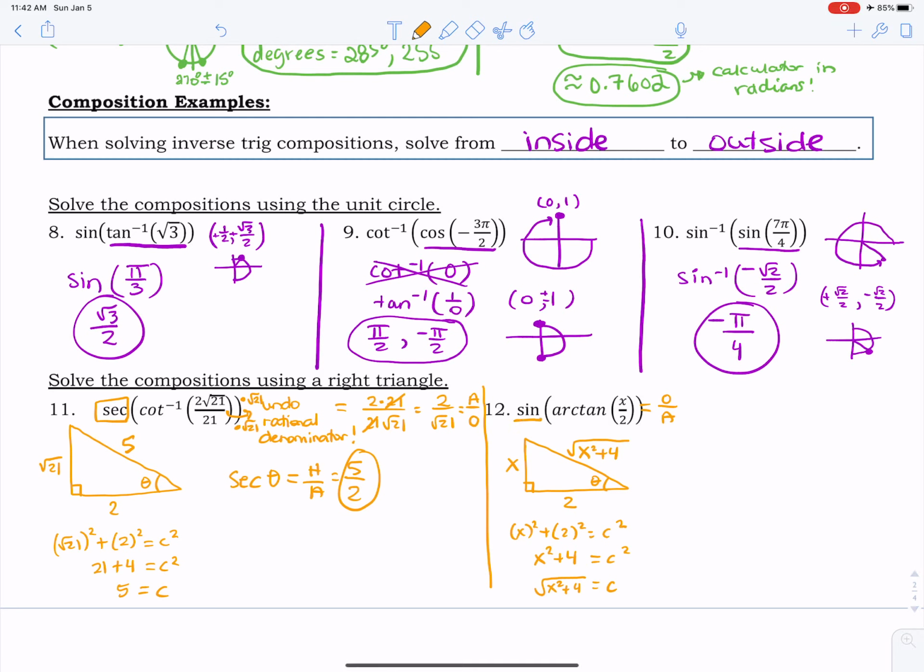And then we essentially want to figure out what the sine of theta was to begin with. And so we have SOH, so O over H. Our opposite is x over our hypotenuse, which is square root of x squared plus 4. But don't forget to rationalize the denominator. So that's x times square root of x squared plus 4, over x squared plus 4.